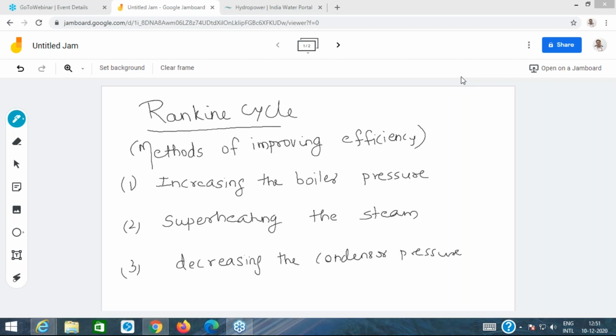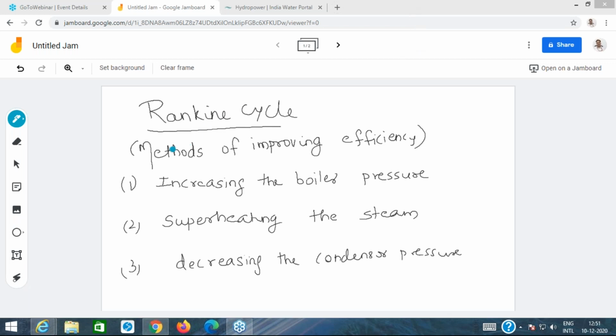So what I listed is there are three methods. There are more than three actually, but for the present purposes and at your level of understanding, I would be discussing only three methods of improving the efficiency. In the higher classes, you would be studying a few more methods. But for the present discussion, we would be discussing the three methods of improving the efficiency of the Rankine cycle. As you see on the board, I have listed the three.